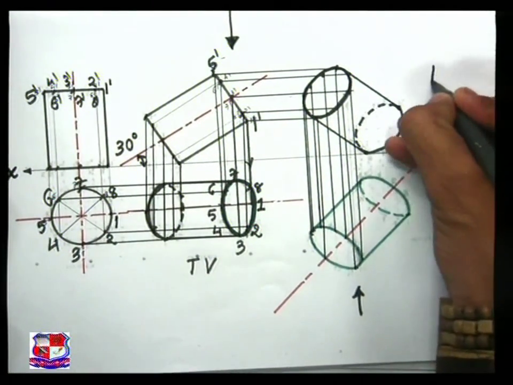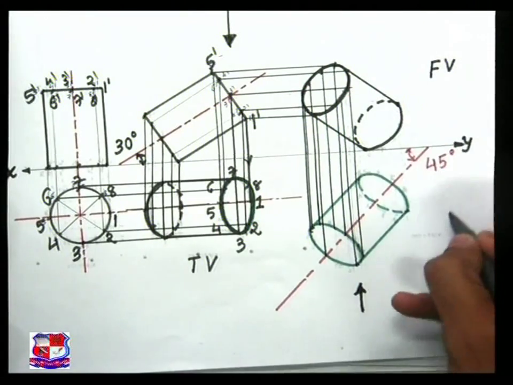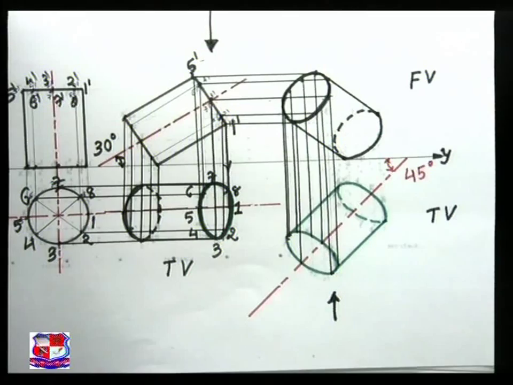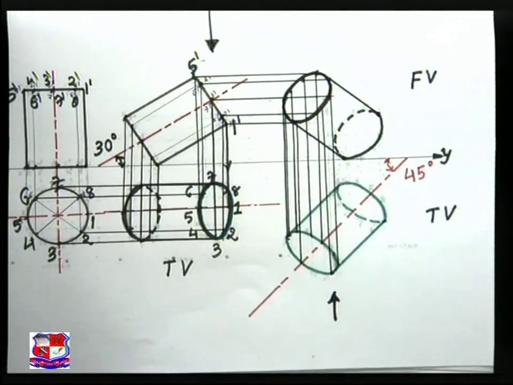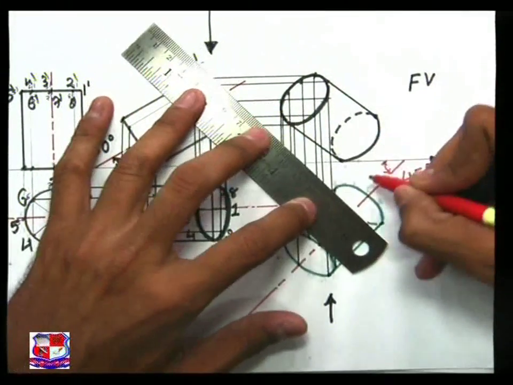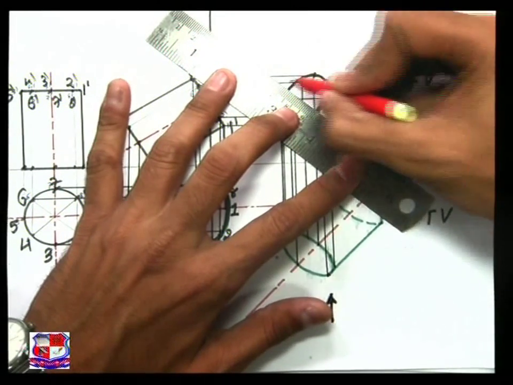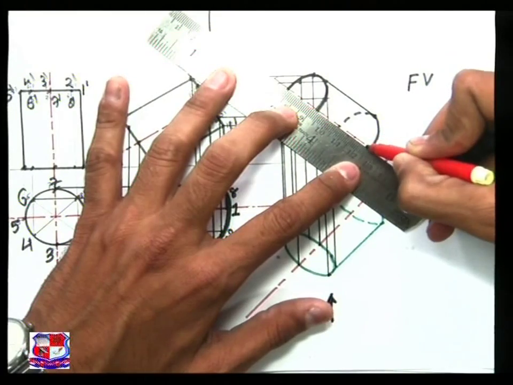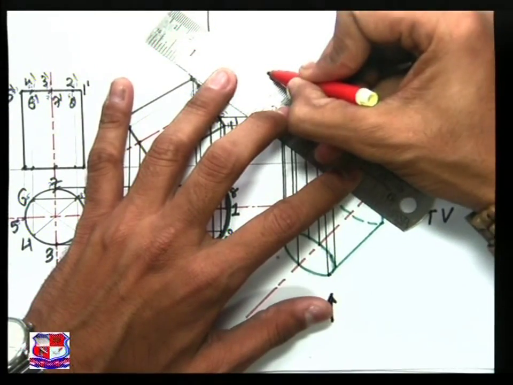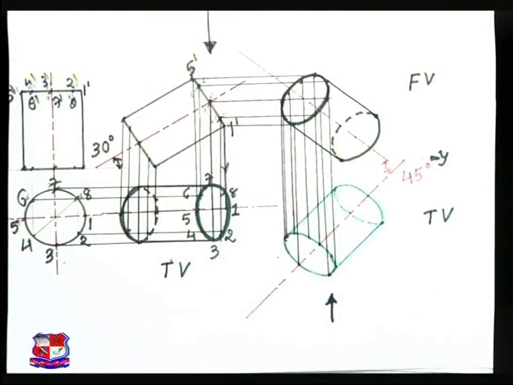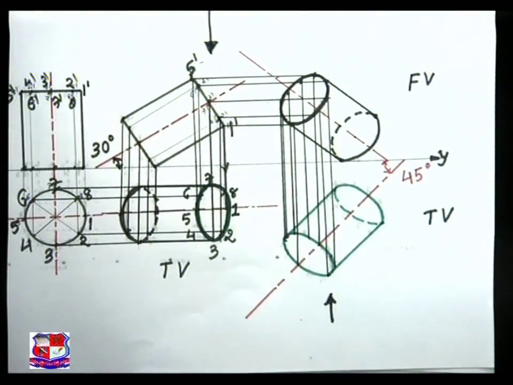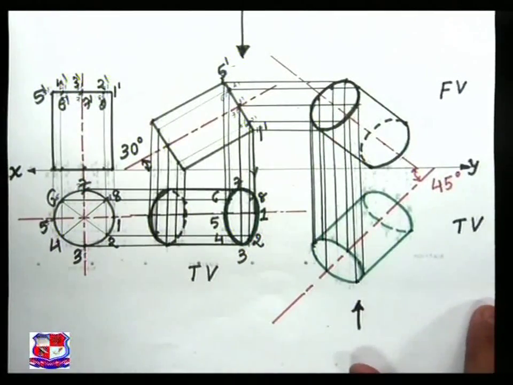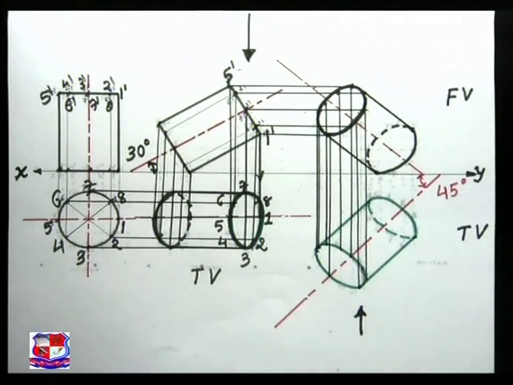You can name the views. This is the front view, this is the top view, and here we can identify and draw its axis like this, and this axis makes an angle of 30 degree with HP and 45 degree with the vertical plane. So this solution satisfies the given conditions of this problem.